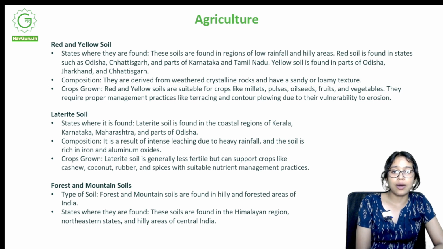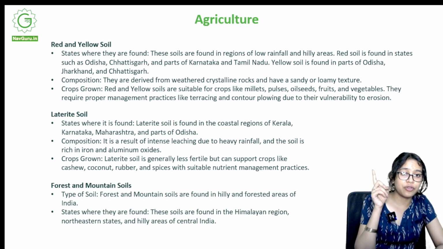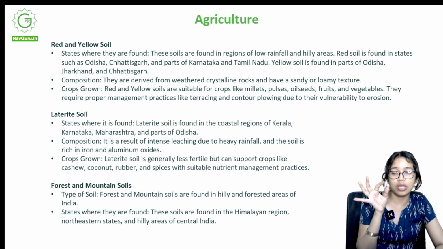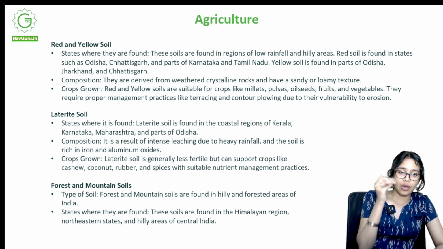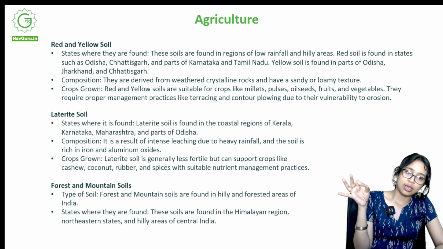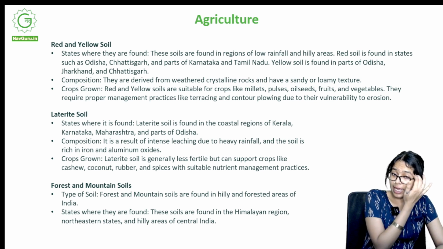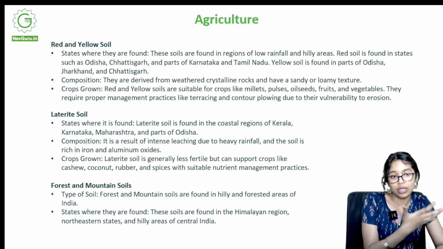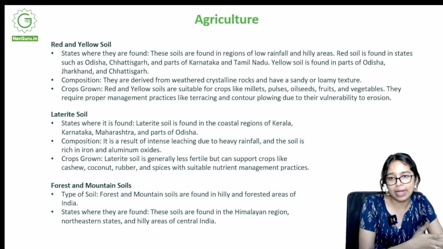So since it is derived from weathered crystalline rocks and has sandy and loamy structure, and it's found in areas of low rainfall and hilly areas. So all of these in some way or the other contribute to the fact that erosion might take place, and hence the crop yield would be less or crop yield would go bad.